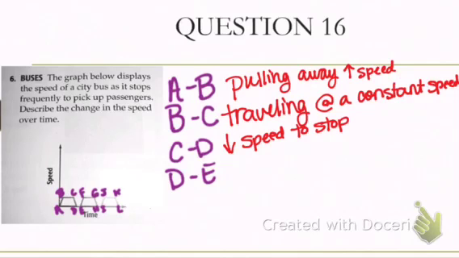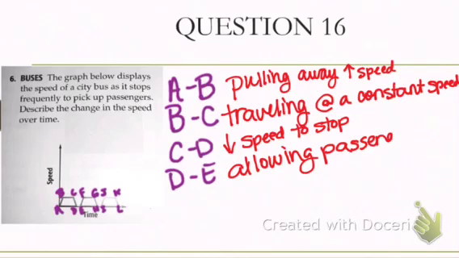Notice from D to E, our time continues, but our speed is staying at 0. So this would be a segment of our graph where we are allowing passengers on and off of our bus. This would be our city bus route.